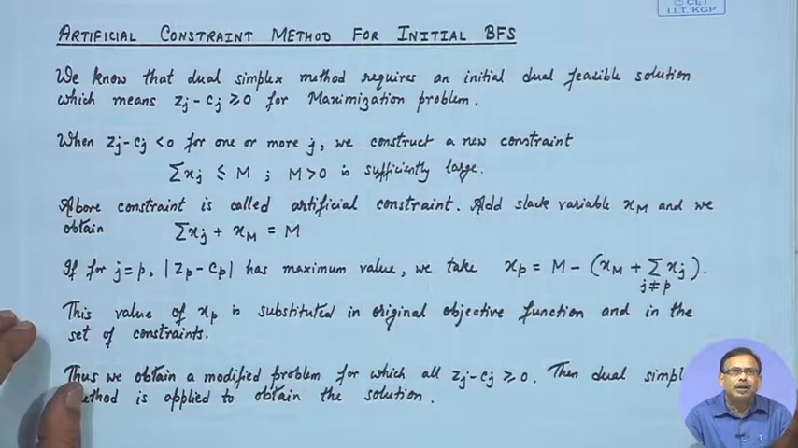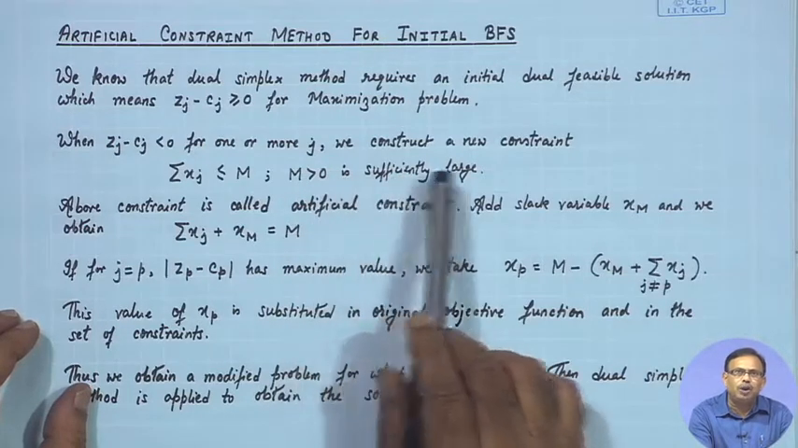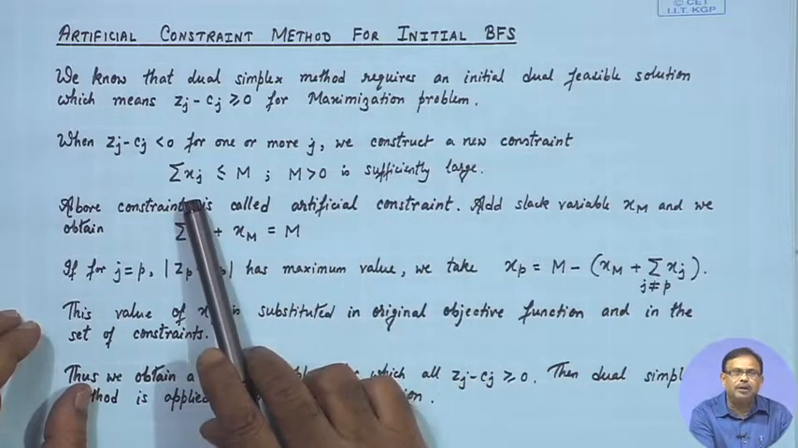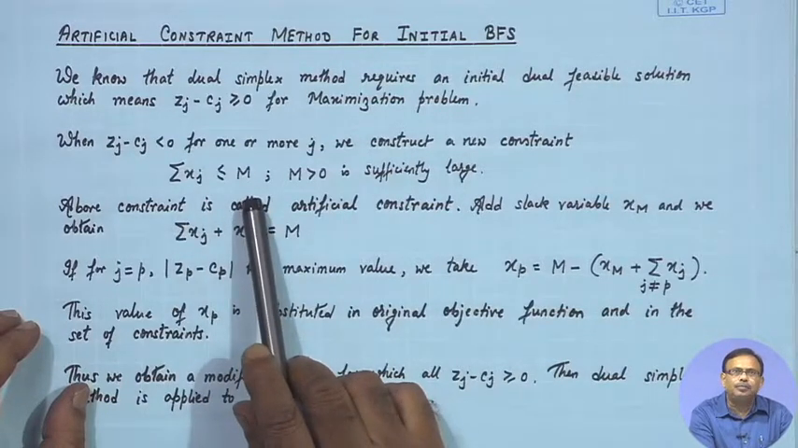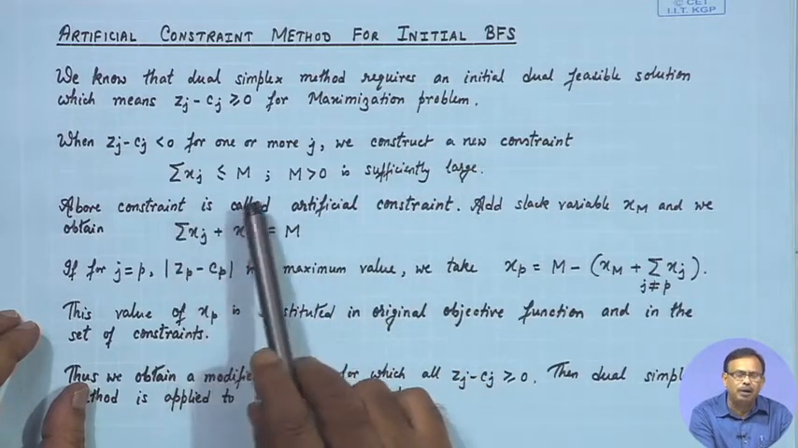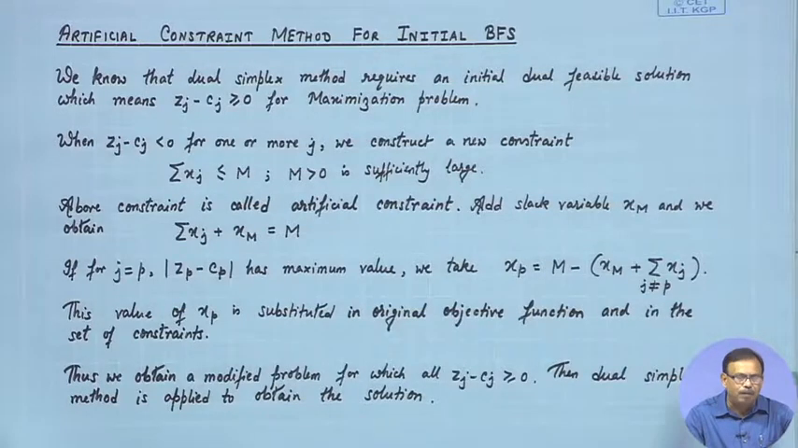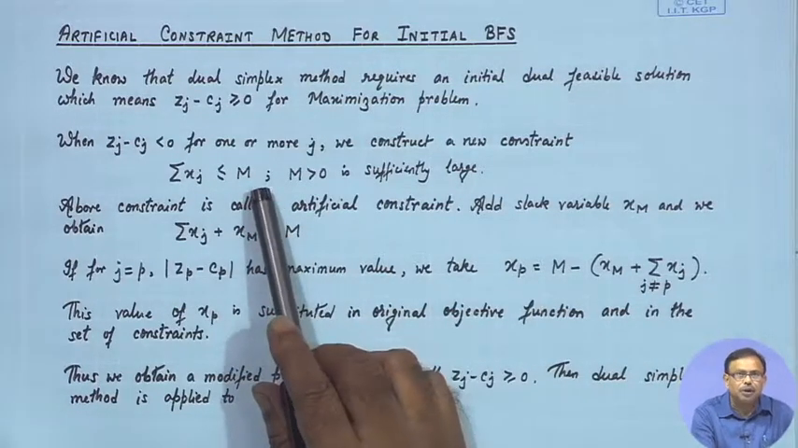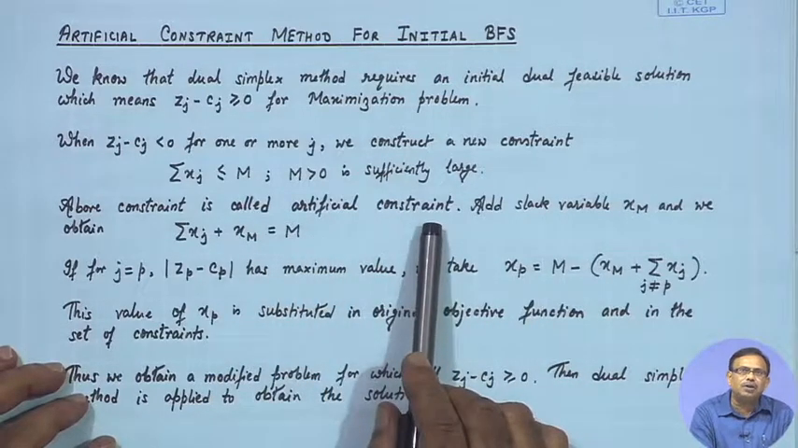So, when z j minus c j is less than 0 for one or more j, we construct a new constraint: summation over x j less than equals capital M, where M is sufficiently large. That is, the sum of those variables is made less than equals some quantity which is sufficiently large. This constraint, we call it the artificial constraint.